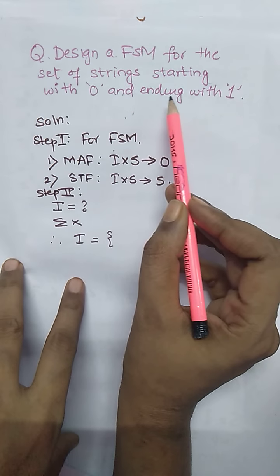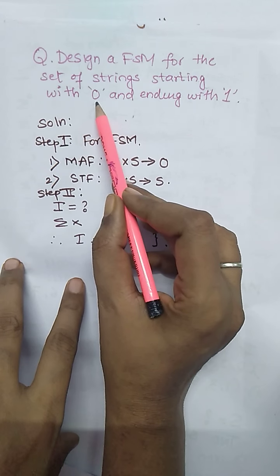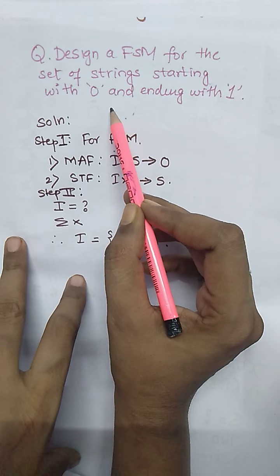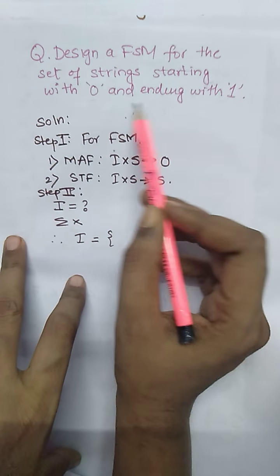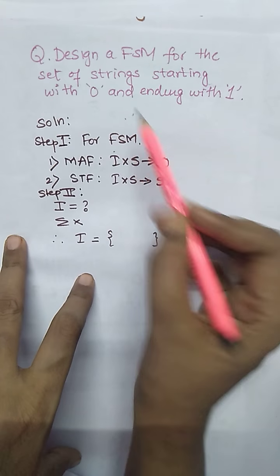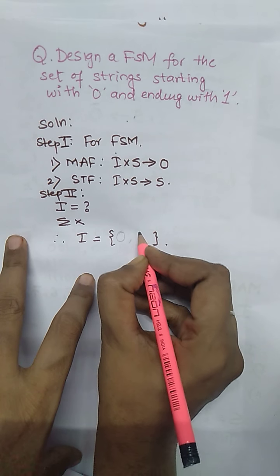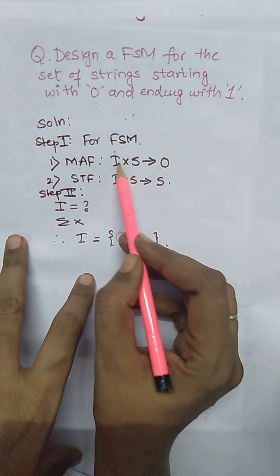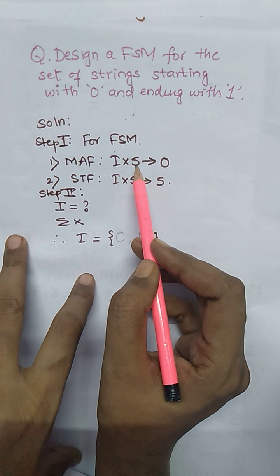In this question sigma is not given, but it is mentioned that a string should start with 0 and end with 1. That is clearly indicating that it is a binary number system. So the I is indirectly given as 0 and 1. So for finding the machine function we got I. Now the next step is we have to find the S.